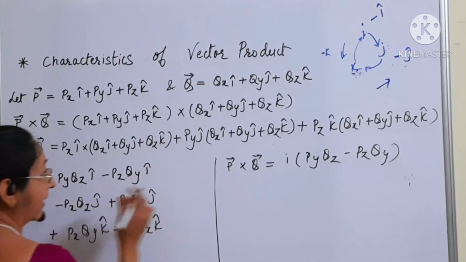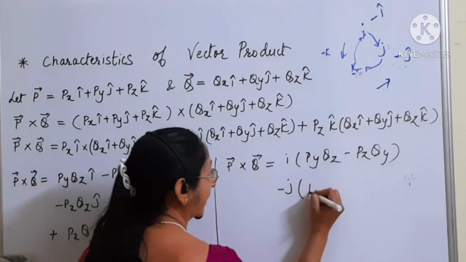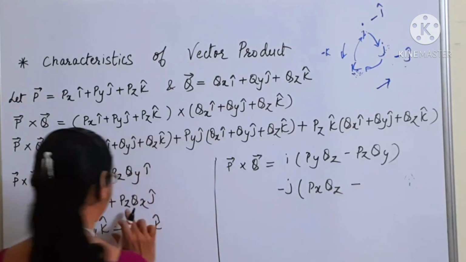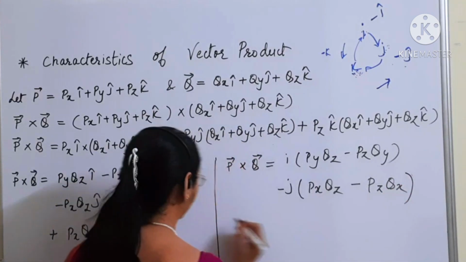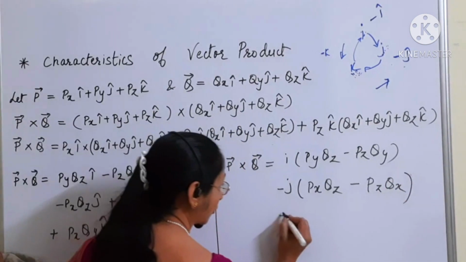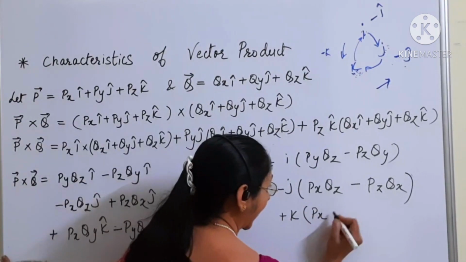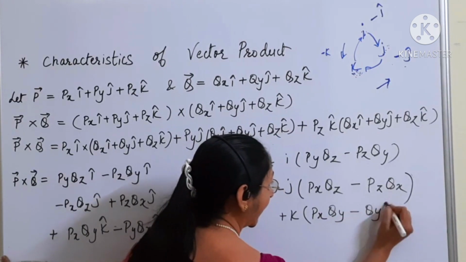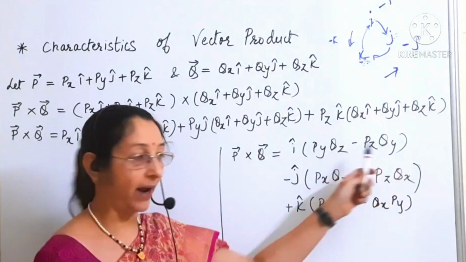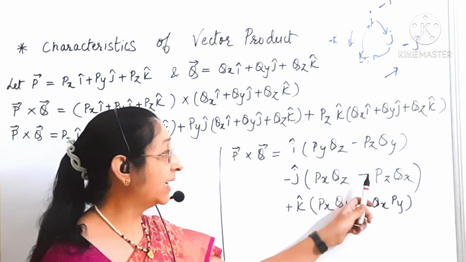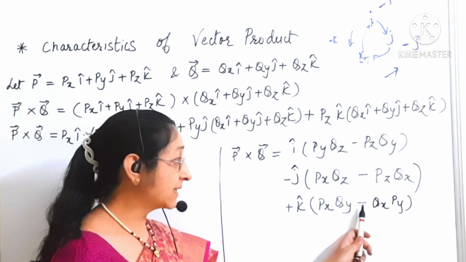Now here I take minus j, px qz minus pz qx, and I take here plus k. So plus k, px qy minus py qx. P cross Q is I (py qz minus pz qy) minus j (px qz minus pz qx) plus k (px qy minus qx py).